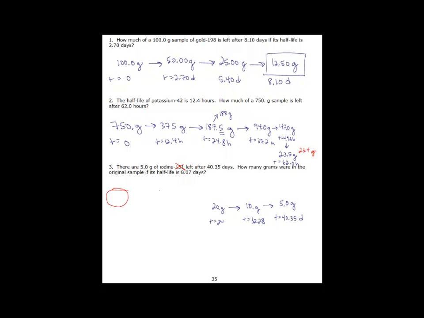Time equals 24.21. Multiply by 2, I get 40 grams. 16.14 days. I'm getting closer. I multiply again. 80 grams. T equals 8.07 days. Go back one more half-life. I'm at T equals 0. And my amount is 160 grams.